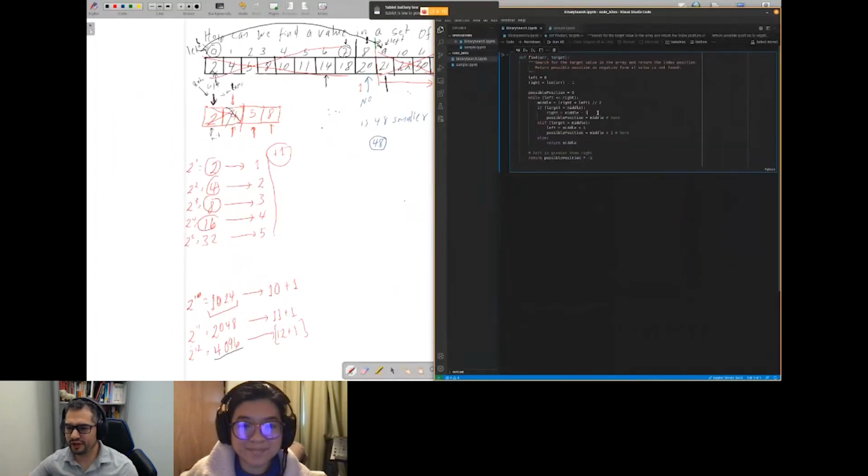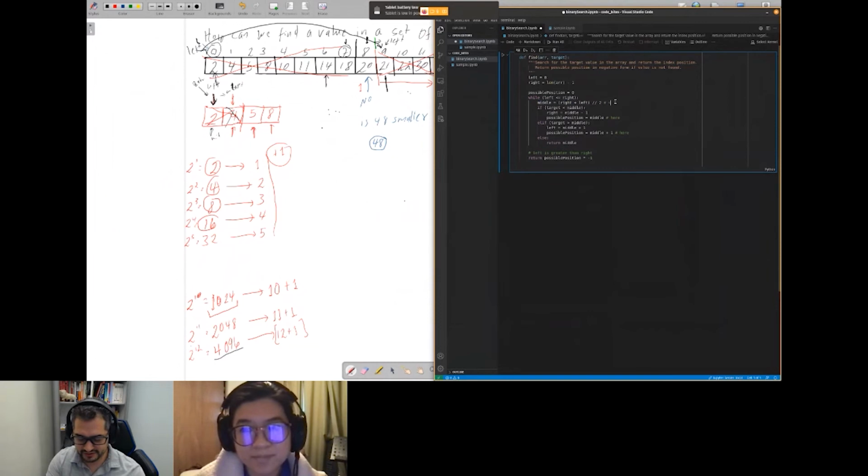So if we look at this algorithm right here, we are doing a few things. Each one of these things is a computation. Each one of these is a computation.